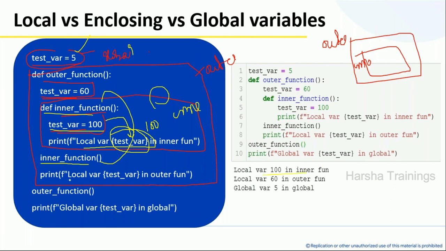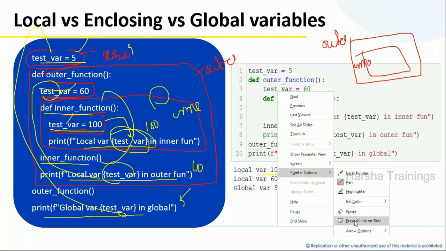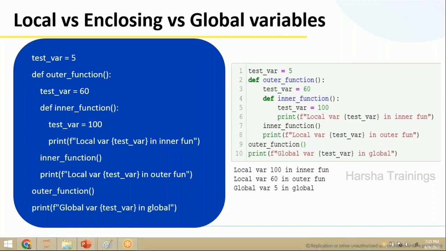Then I'm calling the one local to this outer function. Whenever I call test_variable, in this block I have one more test_variable. Here it is going to print 60. Once I come out of the outer function and the inner function, finally I have one more variable, and here I'm going to call the global variable test_variable as 5. Now I will clear the entire screen. Please look at the logic and understand it for a few minutes. If you find any difficulty, please ask me. It is the most important concept.